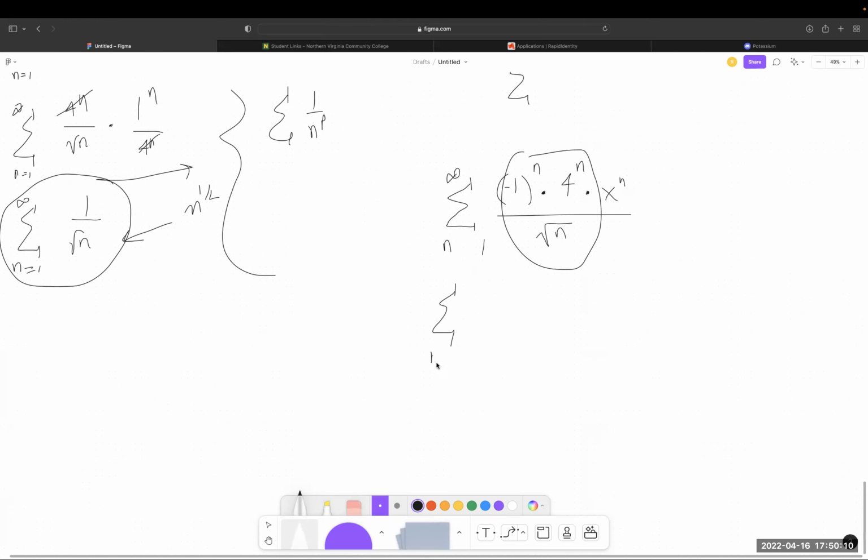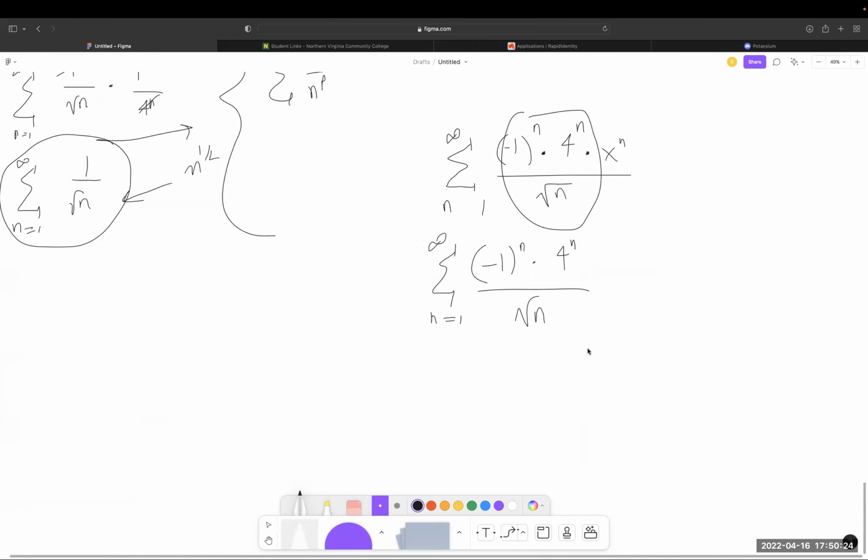I'm just left with the sum from n equals 1 to infinity of -1 to the n times 4 to the n, right? Because if I plug in 1, 1 to the n is just 1, times all of this, which is just 1. So this is what I have.